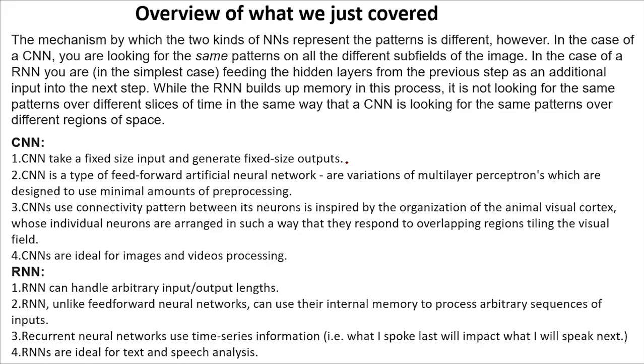CNNs are ideal for images and video processing because they are made to take a fixed input size and generate a fixed size output. If you feed a CNN a dog or cat picture, it will give you output in terms of dog and cat only. You cannot feed it half cat, half dog, and expect a right output; that output will always be wrong. RNN can handle any input and output length because text can never be the same.